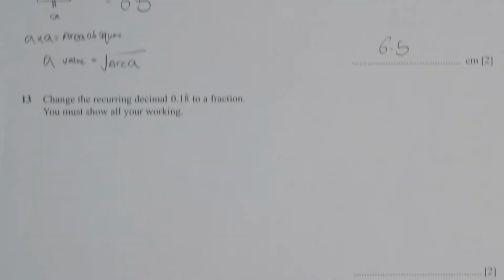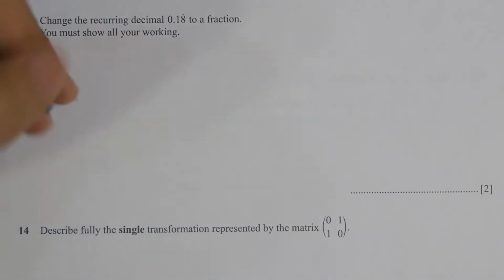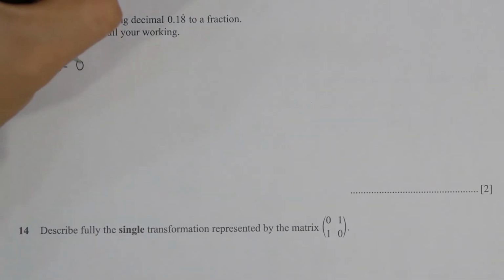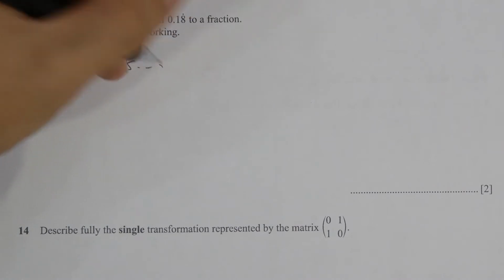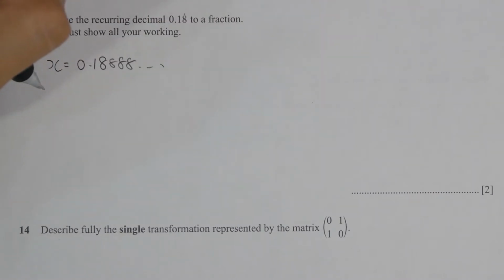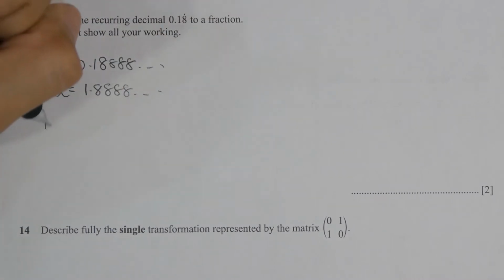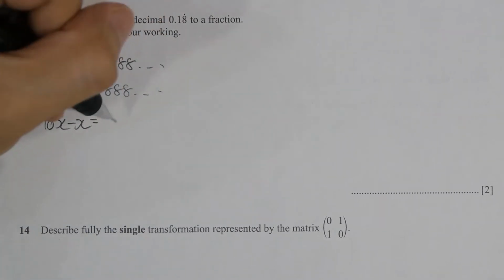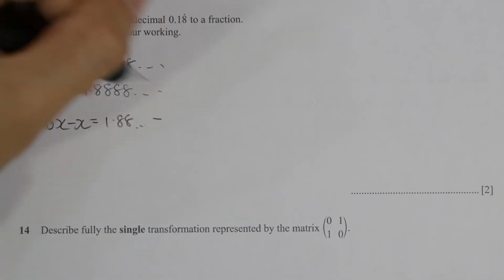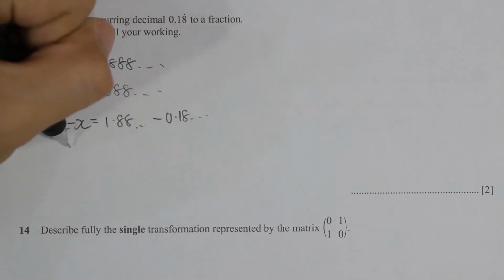So for question 13, x equals 0.1888888, etc. So for you to get the answer in fraction, simply put 10x equals 1.8. So the difference will be 9x equals 1.7, and your x result will be 17/90.